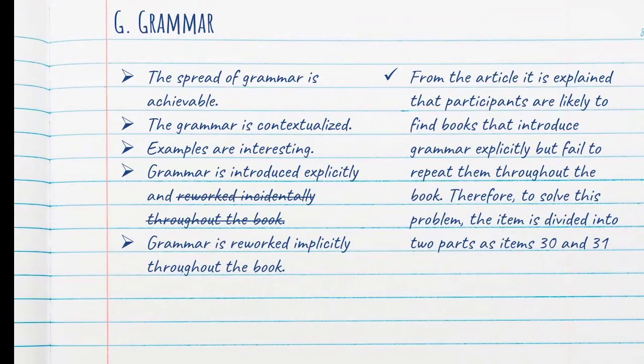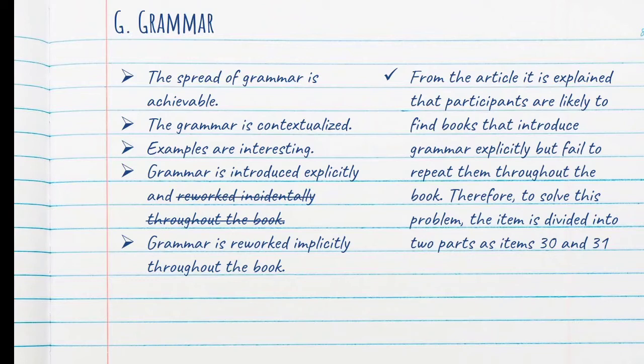Next is point G, grammar. In this point, there are 5 items mentioned here. The first item is the spread of grammar is achievable. The second is grammar is contextualized. Next is examples are interesting. And then grammar is introduced explicitly. And the last is grammar is reworked implicitly throughout the book.